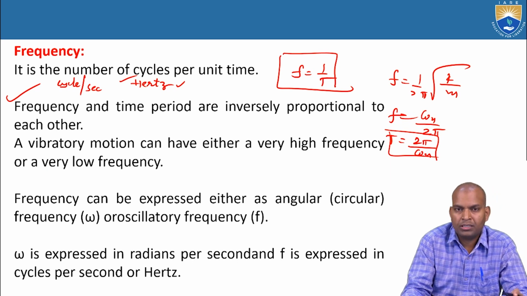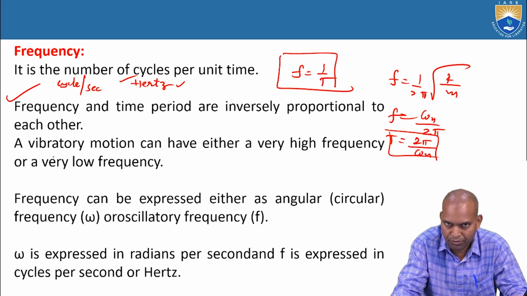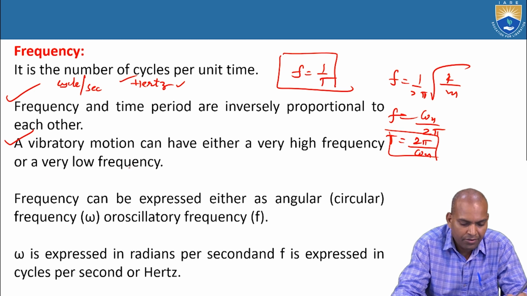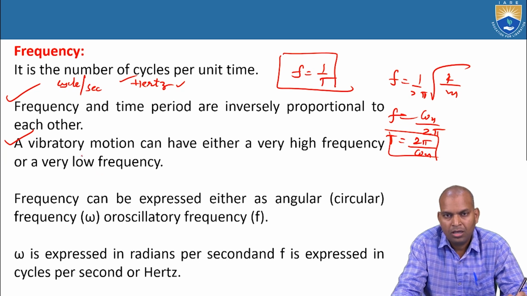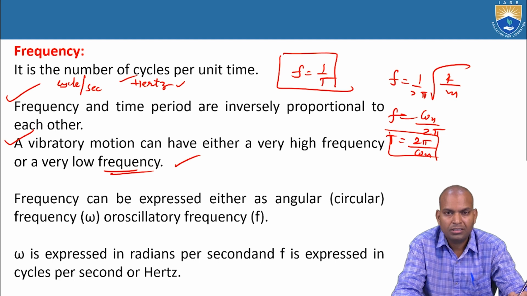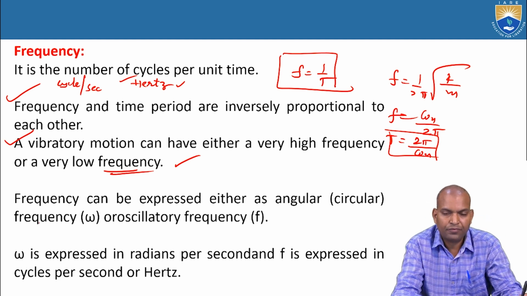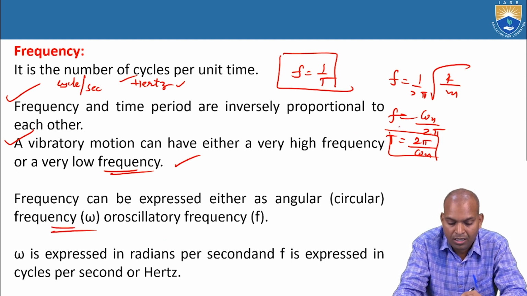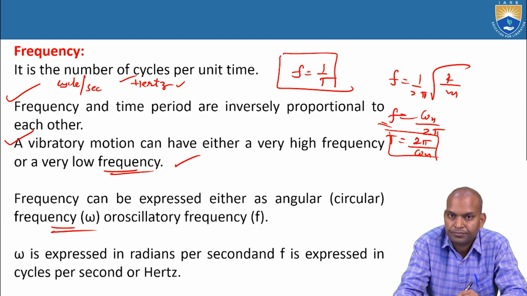Next, the vibrating motion can be at either high frequency or low frequency. At very low frequency, maximum amplitude takes place. At very high frequency, the amplitude is very small. Frequencies can also be expressed as angular: under rotary conditions, it is the angular or circular frequency omega n, and the other is the linear or oscillatory frequency, that is f.